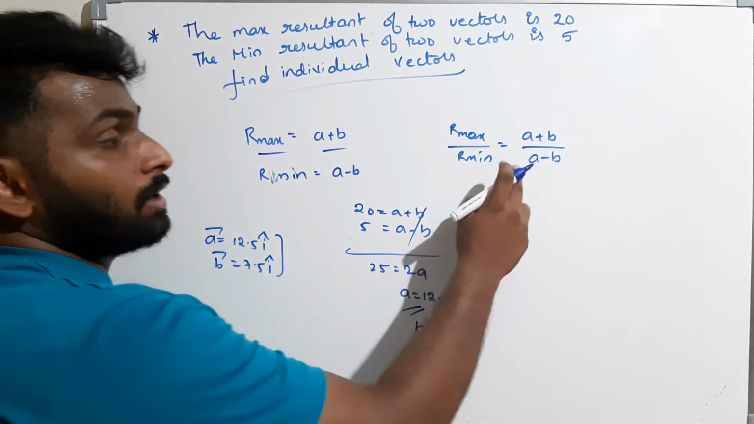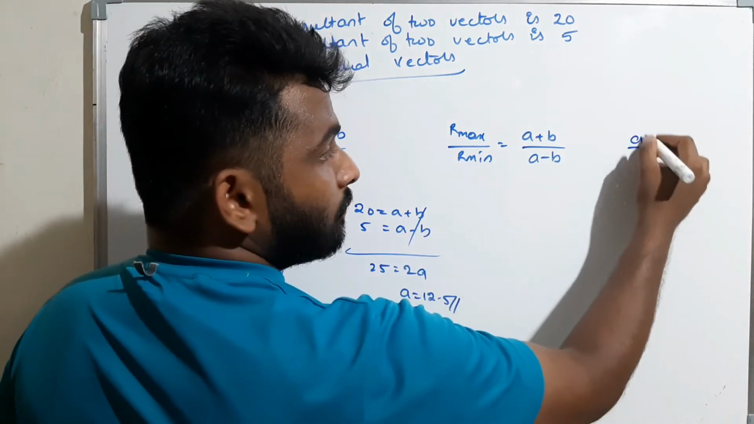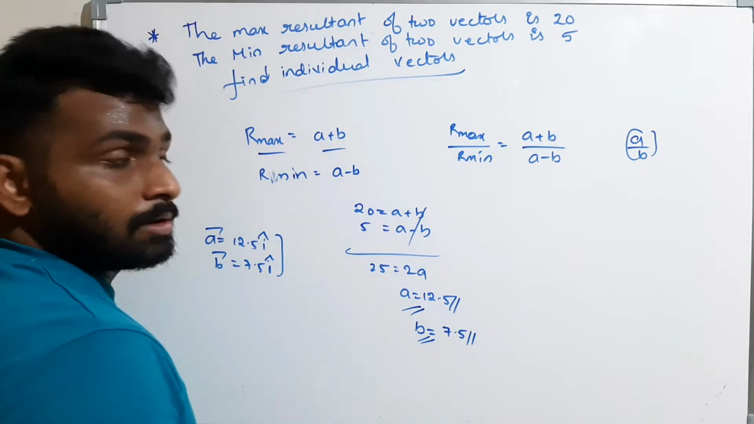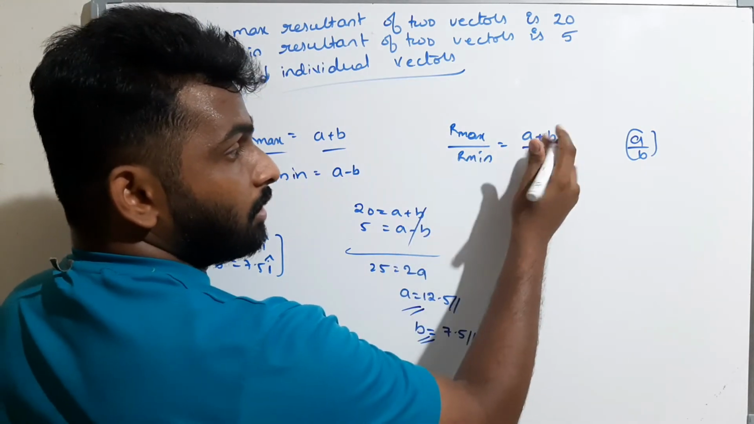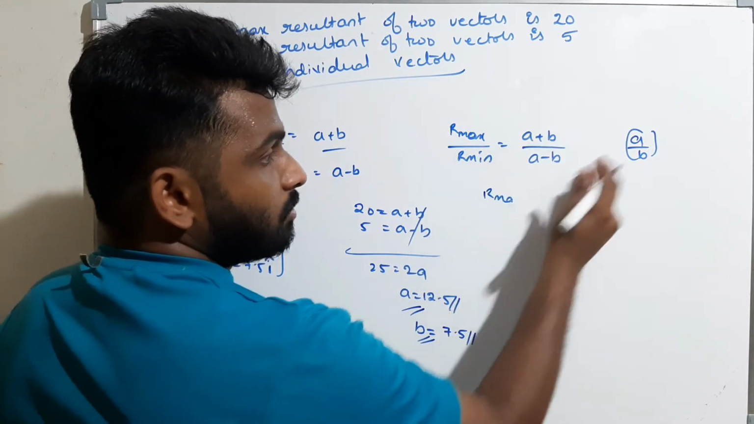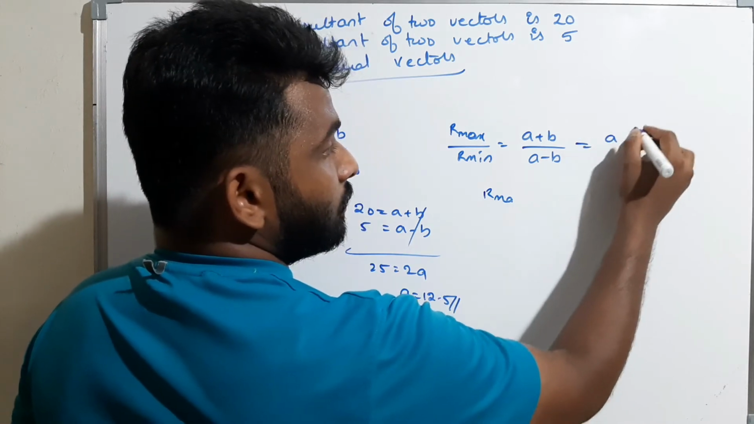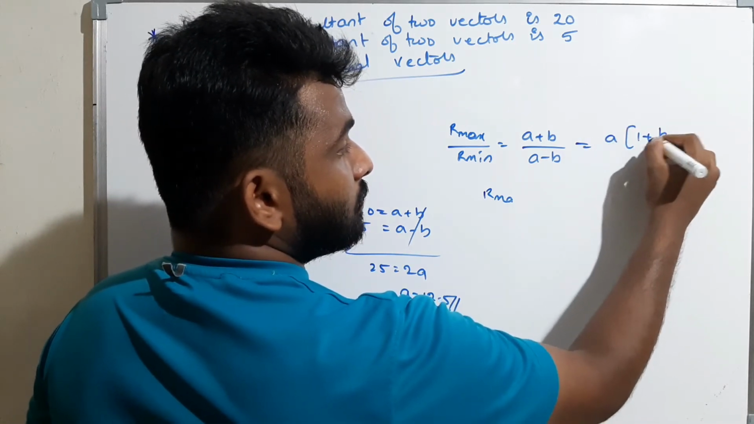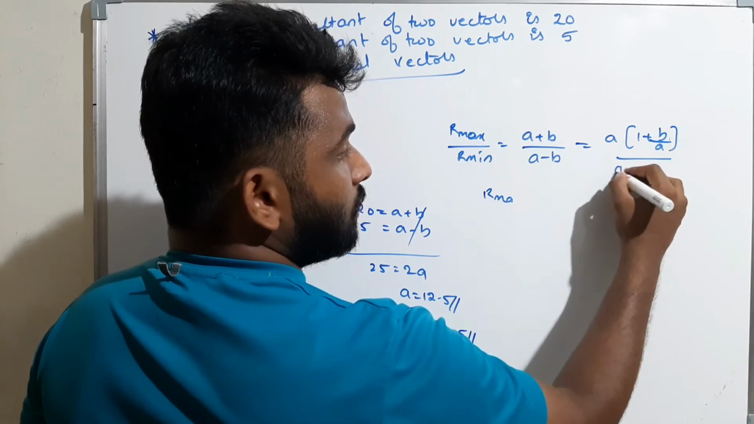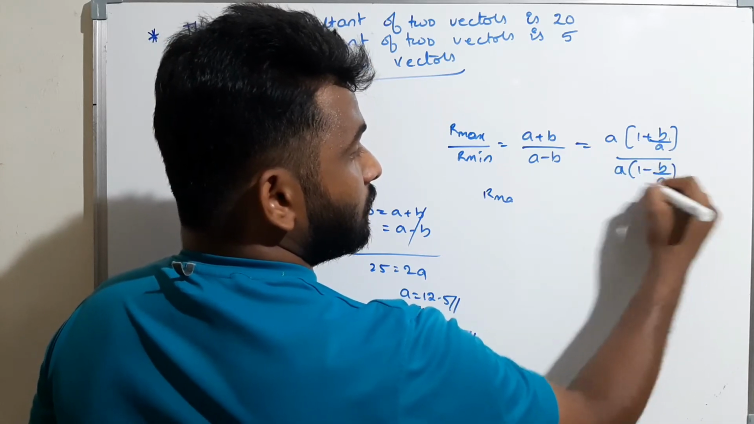Now, if they want to find the ratio of a by b, how can I find the ratio of a by b? Now see, I am taking a common. In r maximum, I am taking a common: 1 plus b by a. Here also a into 1 minus b by a. A cancelled off.